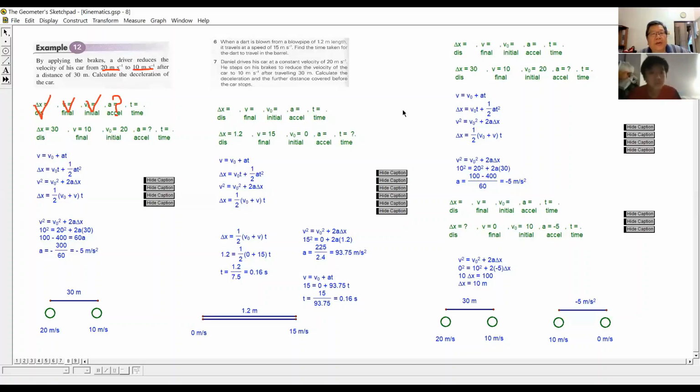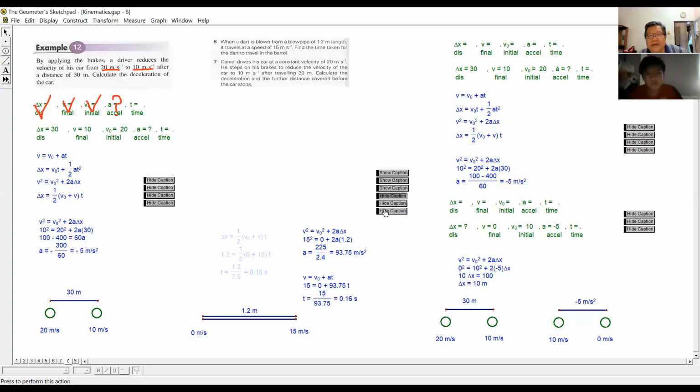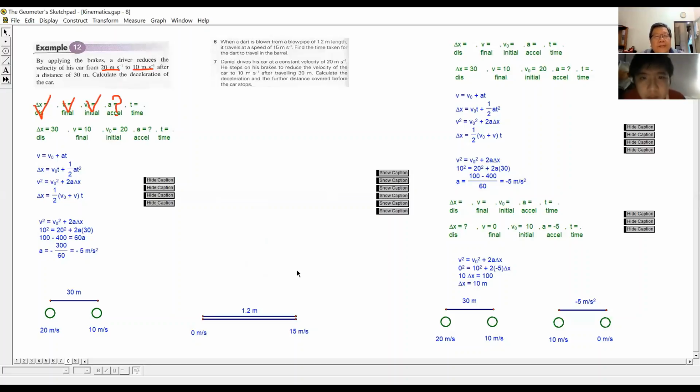Okay, so we're going to look at the next question, number six. You read question number 6. When a dart is blown from a blowpipe of 1.2 meter length, it travels at a speed of 15 meters per second. Find the time taken for the dart to travel in the barrel.